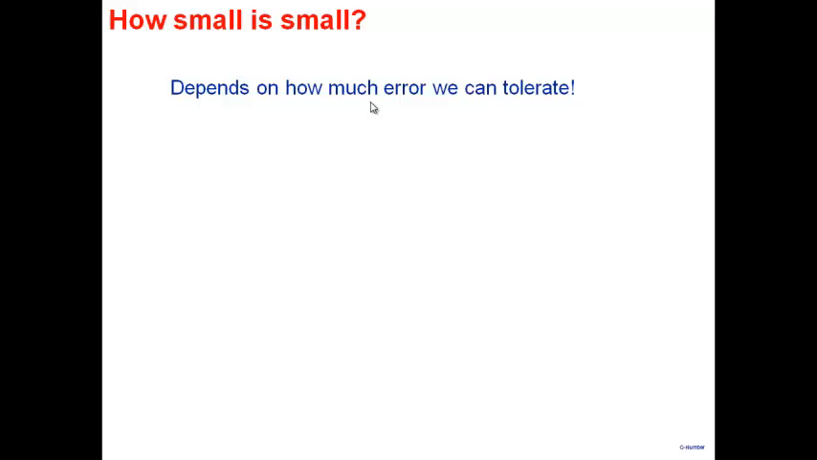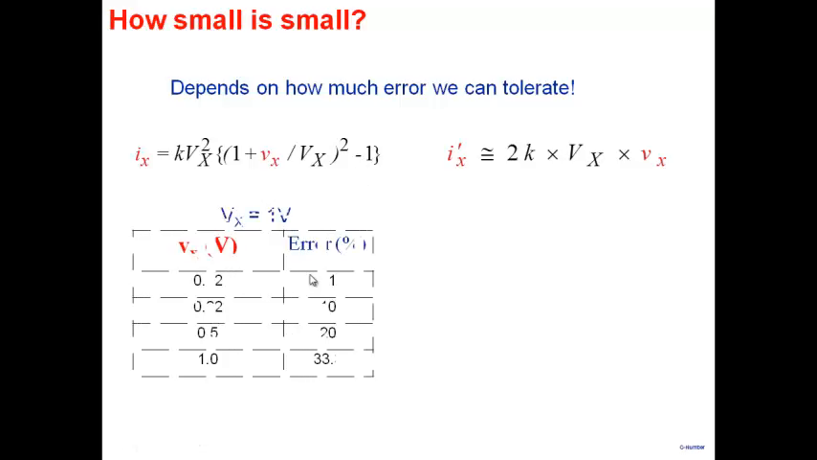How much error can you tolerate? If you can live with 10% error, the smallness would depend on that. As an example, this is the accurate model, the incremental model, and we have approximated it by this one. Now we can easily say how small is small here.